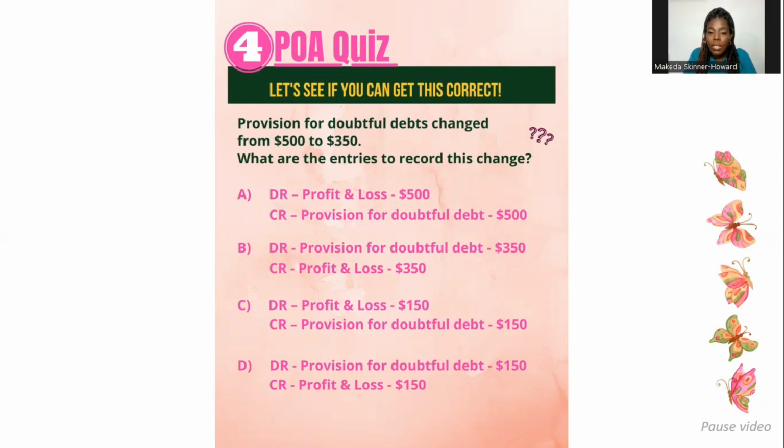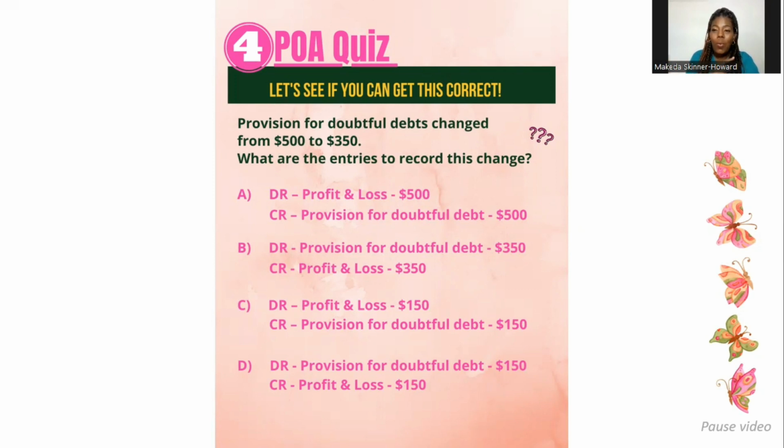The provision for doubtful debt changed from 500 to 350. What are the entries to record this? So we have a decrease in our provision for doubtful debt. And one of the key things that you have to note when you are dealing with provision for doubtful debt and your income statement is only the increase or the decrease will go across to your income statement. Only the value of the change will go to your income statement. So that's one thing we deal with, right? Off the bat, we know option A and option B are incorrect because they are not dealing with the increase or the change. It's either option C or option D.